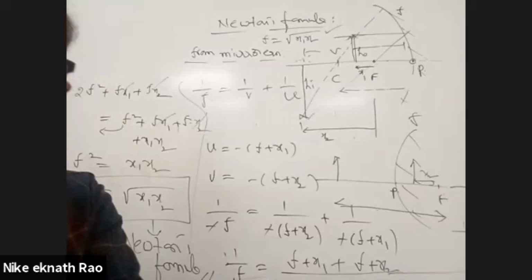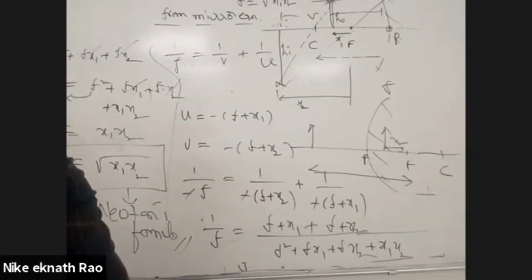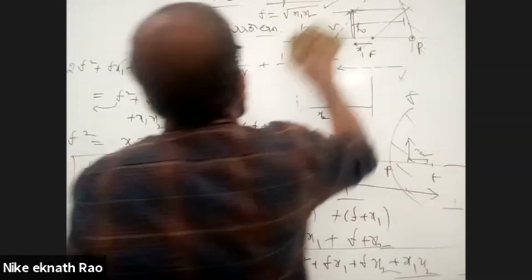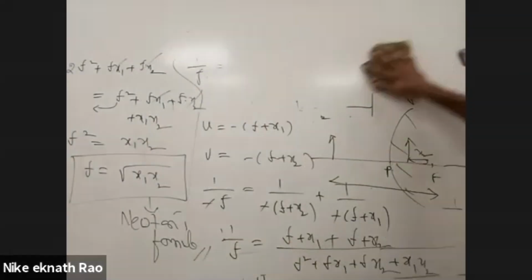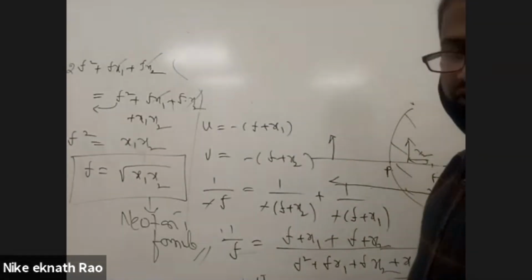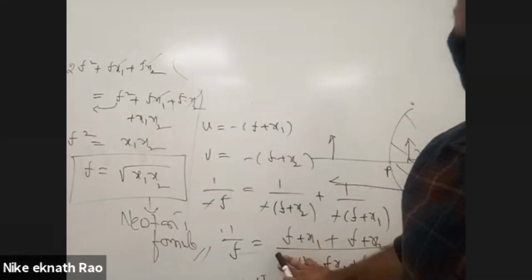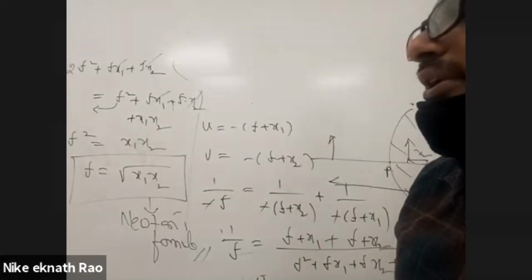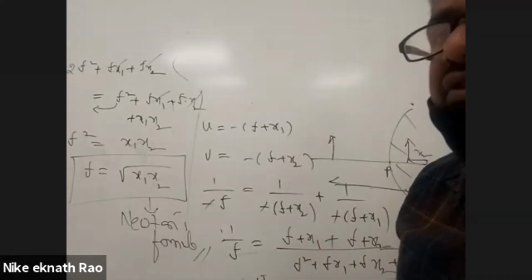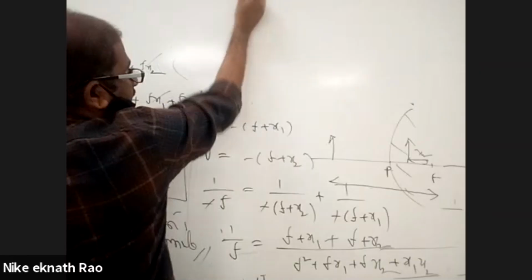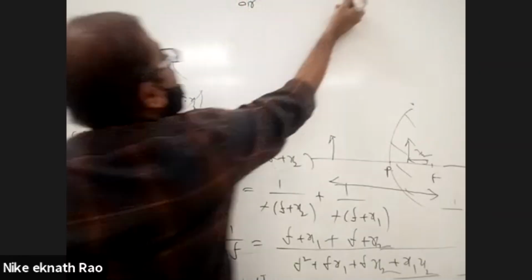Next point. Focal length of a mirror depends only on its radius of curvature. Focal length of any mirror, convex or concave, doesn't matter. Focal length of a spherical mirror depends only on its radius of curvature, not on the surrounding medium. That is it.